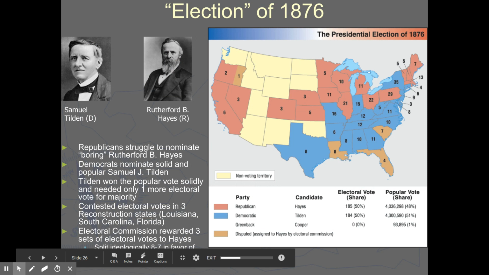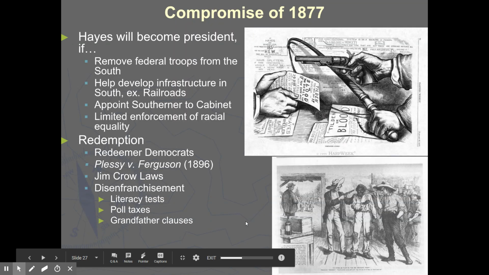So this takes us to 1876 and the election between Samuel Tilden, a Democrat, and Rutherford B. Hayes, who was the Republican nominee. If you look here, you can see that they each had about 50% of the vote, 185 to 184. In order to become president, you had to have 185. So, who does it go to? It goes to the House of Representatives, and in the House of Representatives, they're going to decide on a compromise.